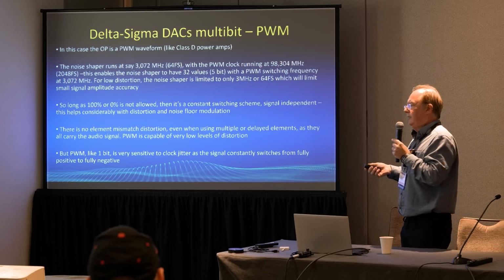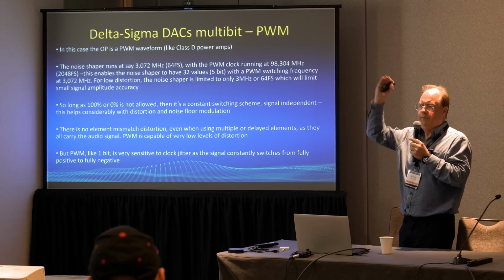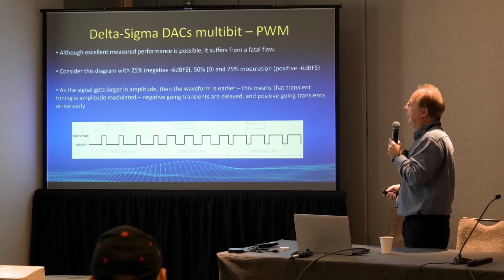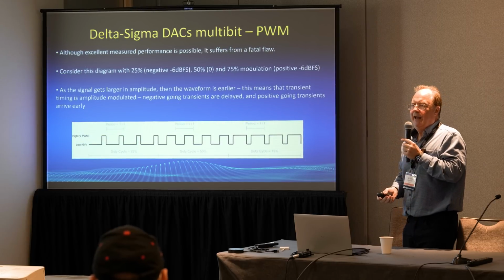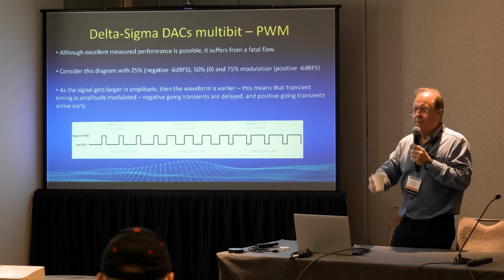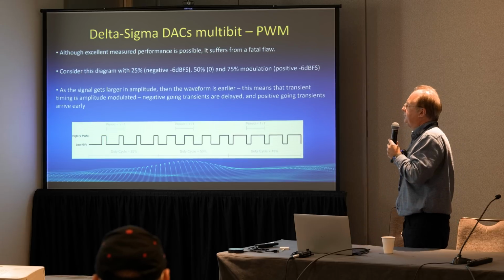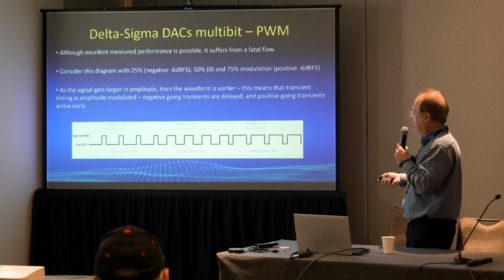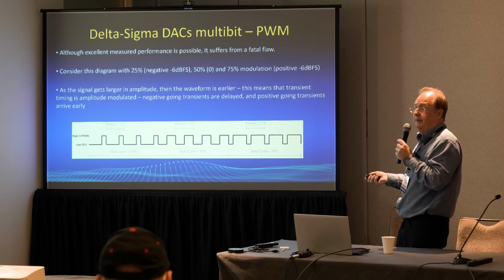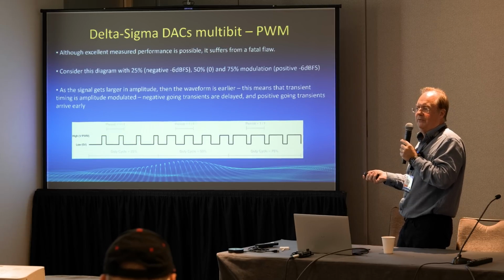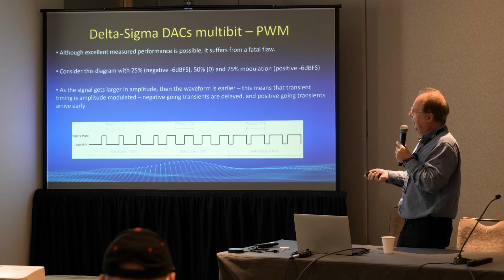But PWM can be sensitive to jitter because the signal is constantly going from fully positive to fully negative. So that's a source of jitter sensitivity. So you can get excellent, really, really good measured performance from PWM. But it suffers from a fatal flaw. So this is a PWM waveform that I pinched off the internet. If we look at a 50-50 duty cycle, 50-50 is when you're reproducing 0, and let's say you want to go negative, -6 dB, then the pulses here, you can see that pulse there is later than this pulse here.